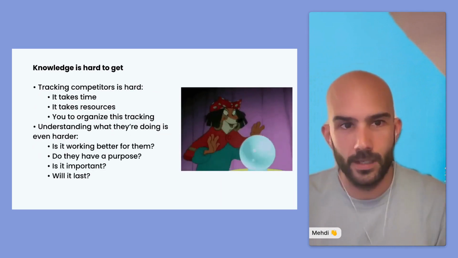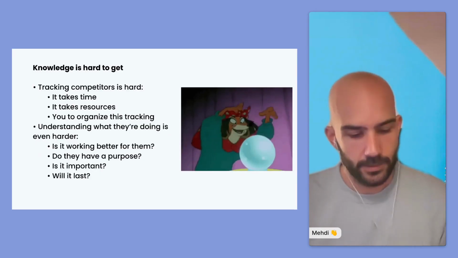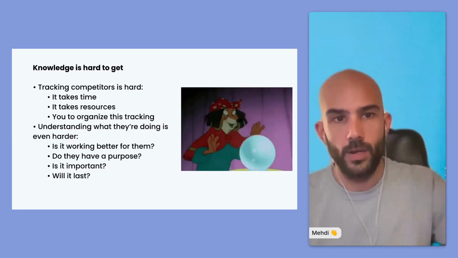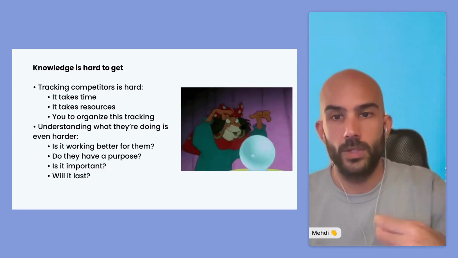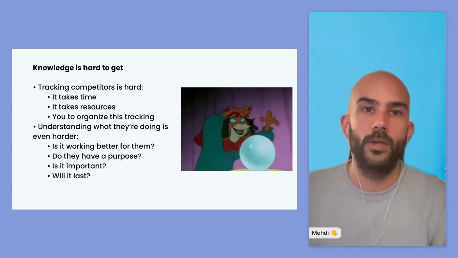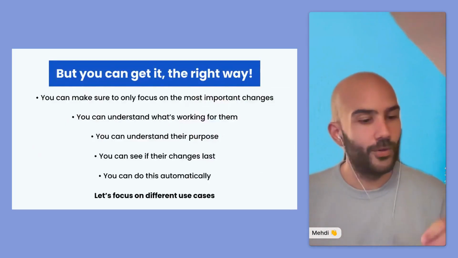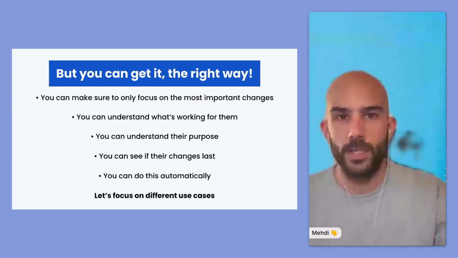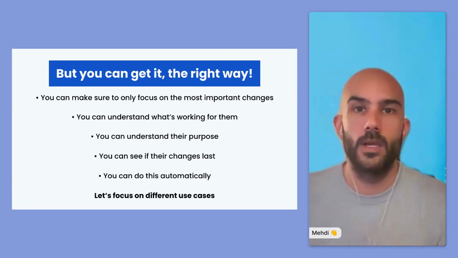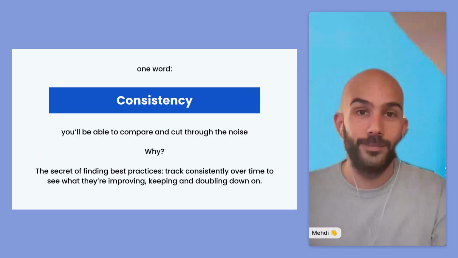Knowledge is hard to get. We all know this. It takes time. It takes resources. You have to organize the tracking of your competitors and understanding, on top of just gathering the data, understanding what they're up to is even harder. It's hard to guess what's working for them. Do they have a purpose? Is it important? Will it last? And those are the kind of things that we're going to check today. Focus on the most important changes, understand what's working for them, why they've done something, and how you can actually implement this for yourself on all the use cases that we've seen together.